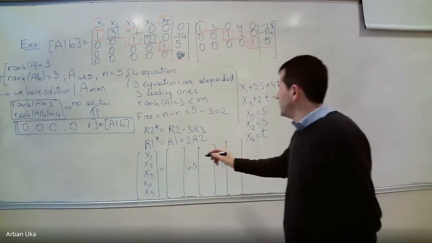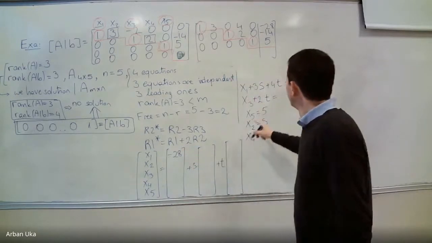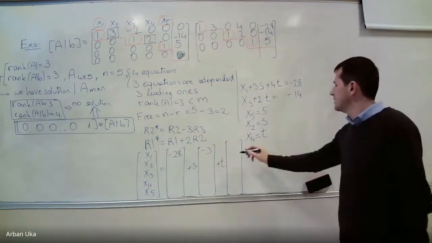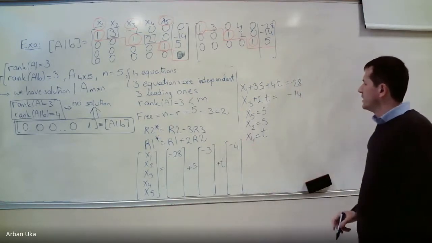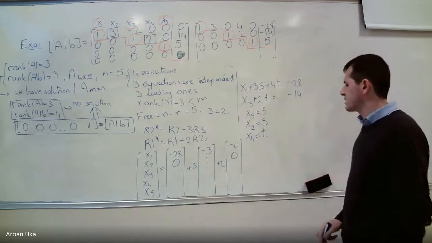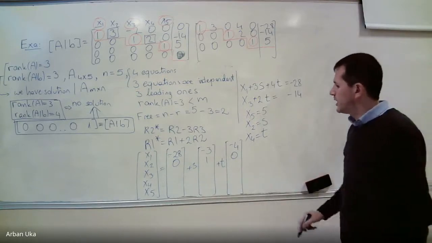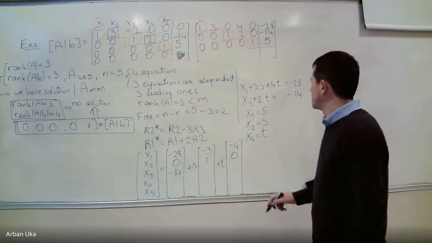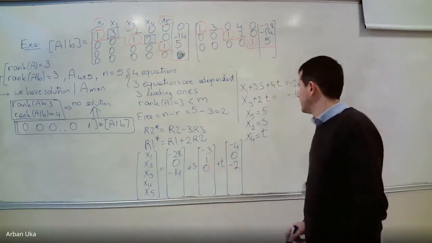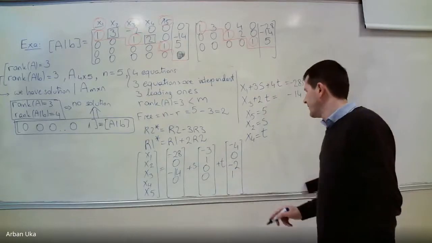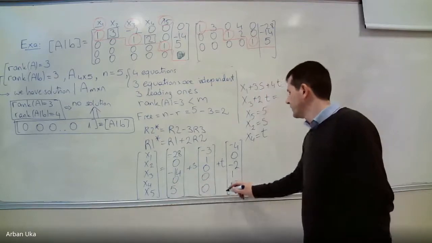So what is x1? x1 is minus 28. And then what? Minus 3, minus 4. x2 is s: 0, 1, 0, this is s. x3 is equal to minus 14, 0, minus 2. x4 is equal to what? 0, 0, 1. That's good. And x5? 5, 0, 0. That's true.